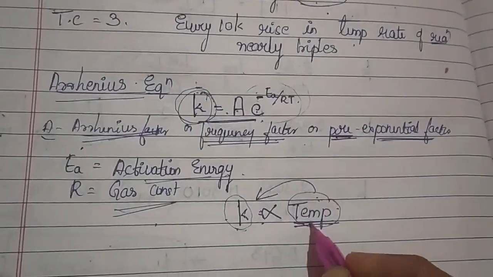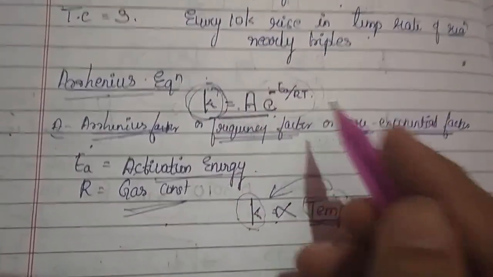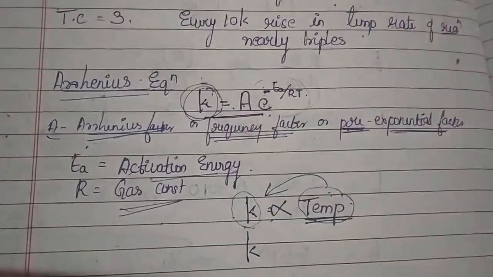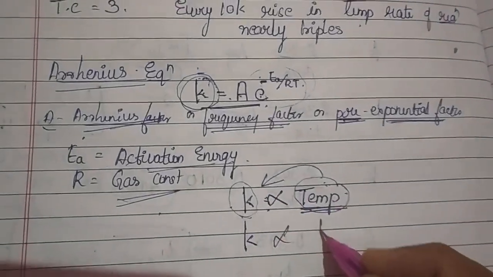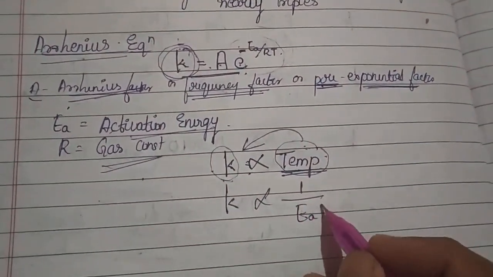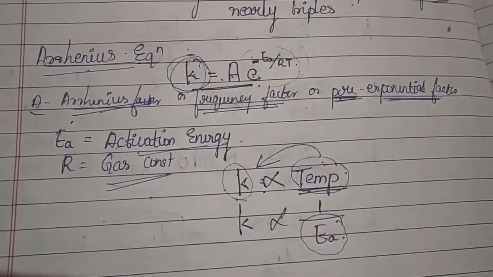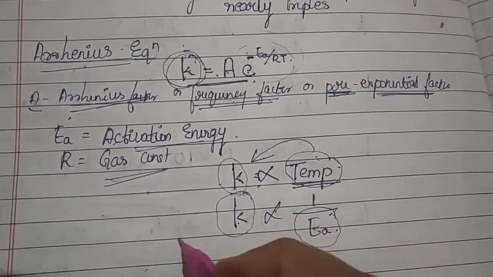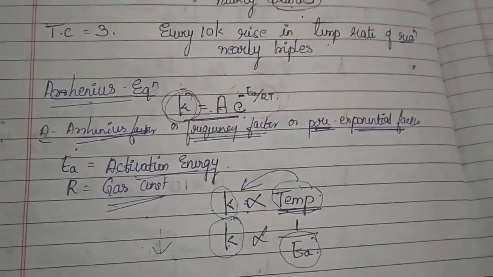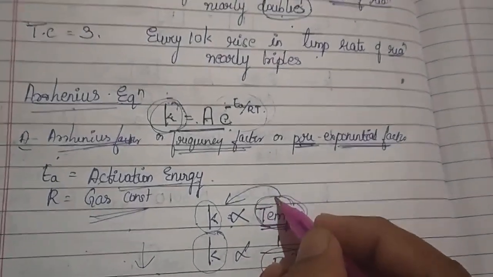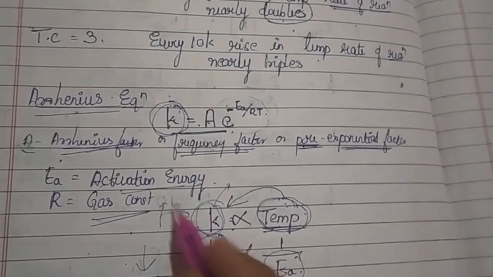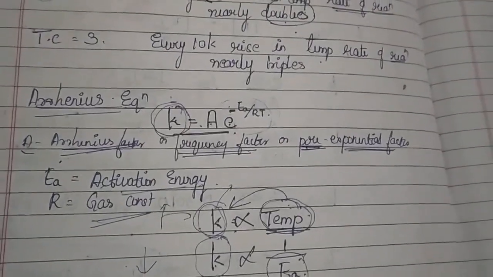When the rate constant is directly proportional to the temperature, in this case, can you please help me: what will be the proportionality of the rate constant with respect to activation energy? Of course, it is inversely proportional to the activation energy. Remember, as the activation energy increases, your rate constant decreases, and simultaneously your rate of the reaction also decreases. With an increase in temperature, your rate of the reaction increases.